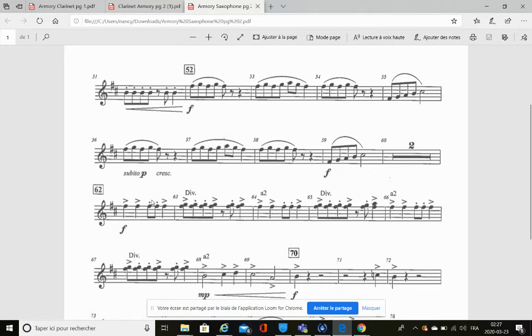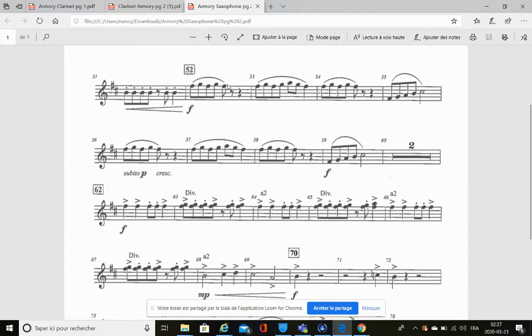Now, what do you do when you see the little dot? What is this called? The little dot. It is a staccato. What do you do when you see a staccato? How do you play the note when you see a staccato?